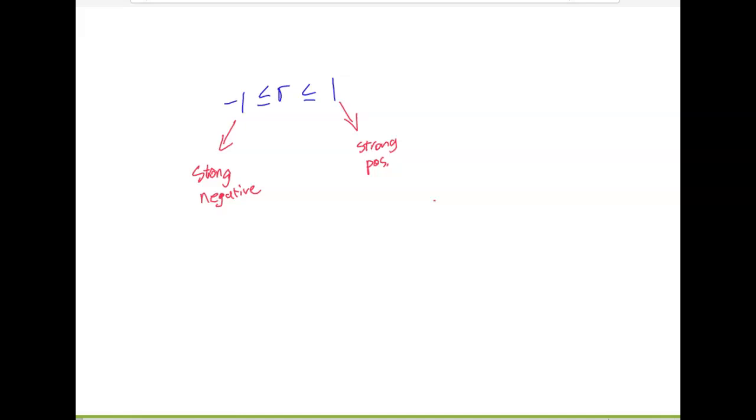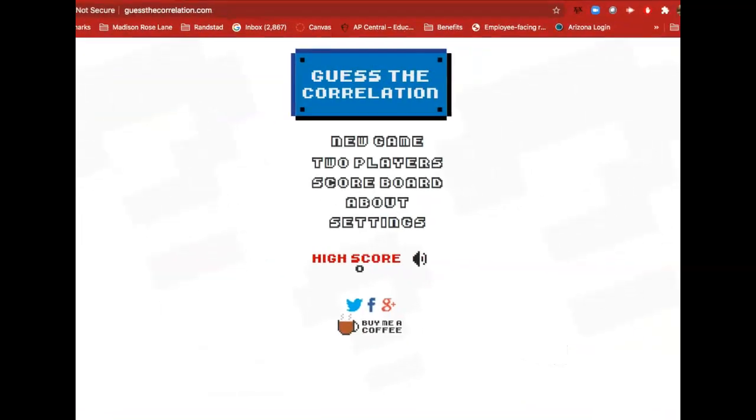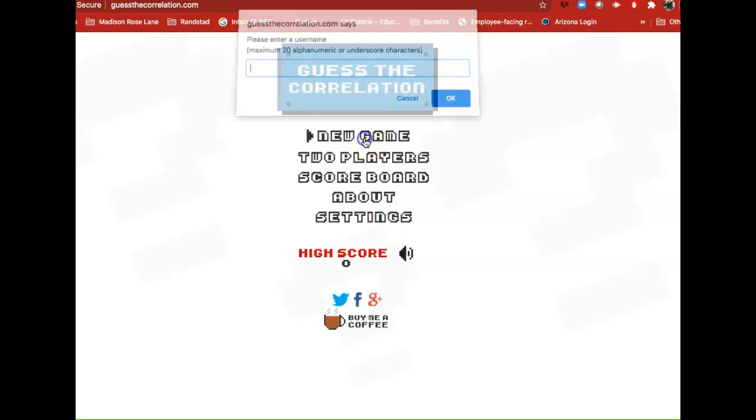Does that make sense? So we'll do a guessing game, just to give you an idea about strength of correlation, and I think that'll help you decide whether you think a correlation is strong, moderate, or weak. We'll do a little guessing game. Guess the correlation. So, new game.